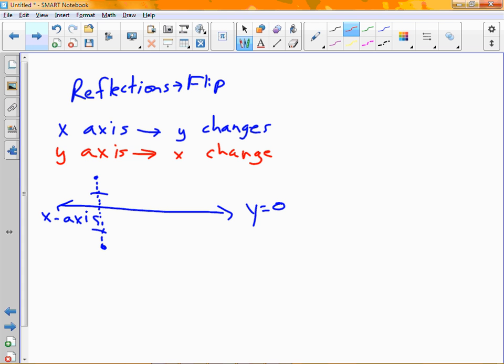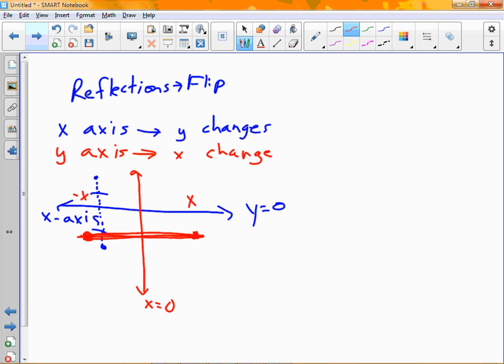So, if I drew the y-axis in, the equation of the y-axis is x equals 0. So if I took a point right here and I flipped it over the y-axis, look, y wouldn't change. It would stay on the same y. What would change is this x value would become a negative x value, and it would flip over here. X changes.